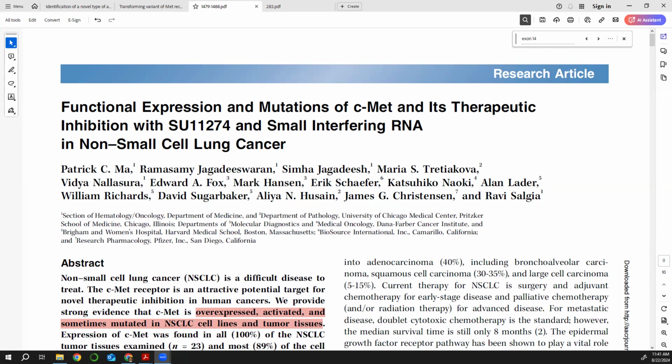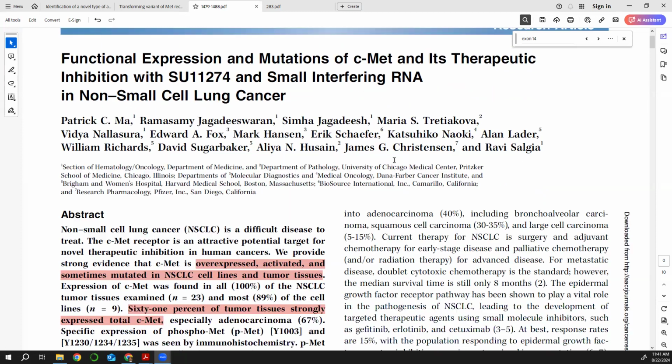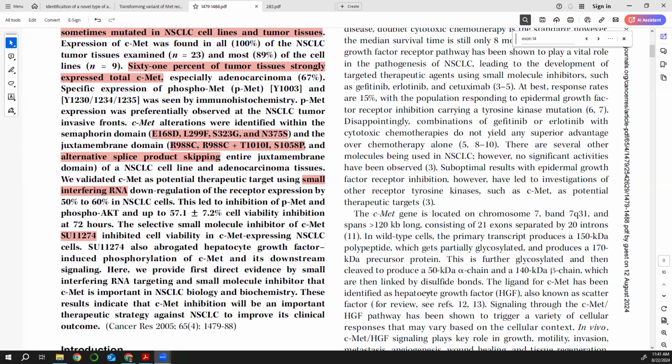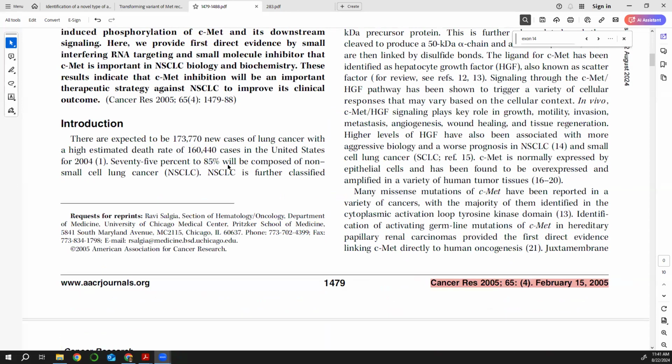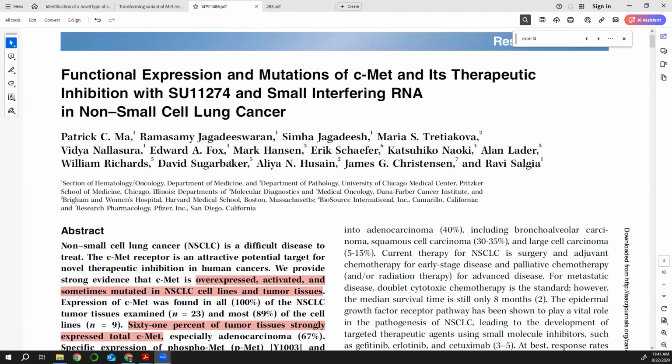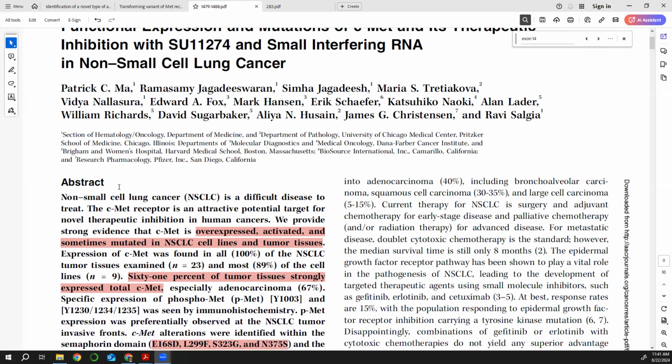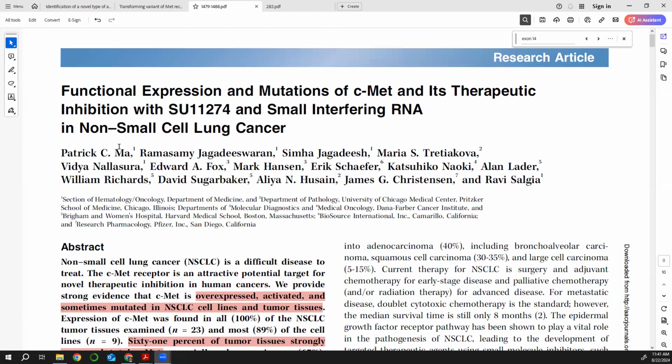Hello, everyone. Today I'm going to present a paper that was published almost a decade ago in Cancer Research by a multi-institutional group led by Ravi Salgia et al. I hope I'm saying that correctly.